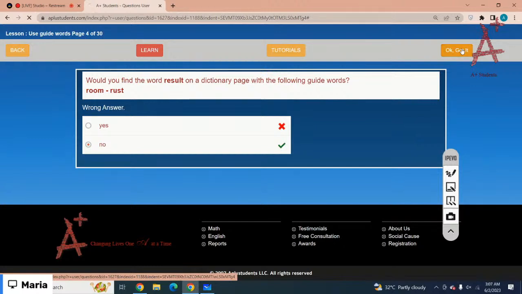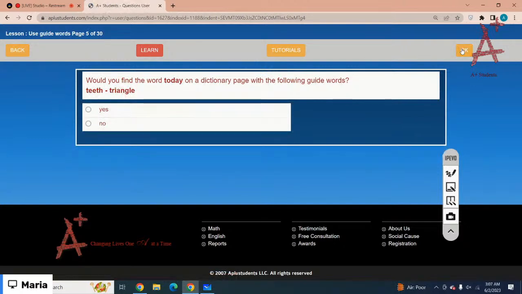Okay, click on the OK button. Could be no. Okay, would you find a word today on a dictionary page with the following guide words teeth or triangle? Do we find today on the same page? It is yes. O is in between E and R, so the correct option is yes.